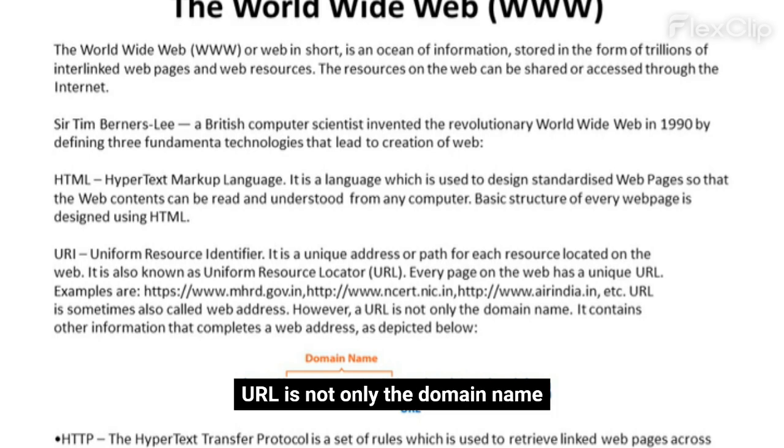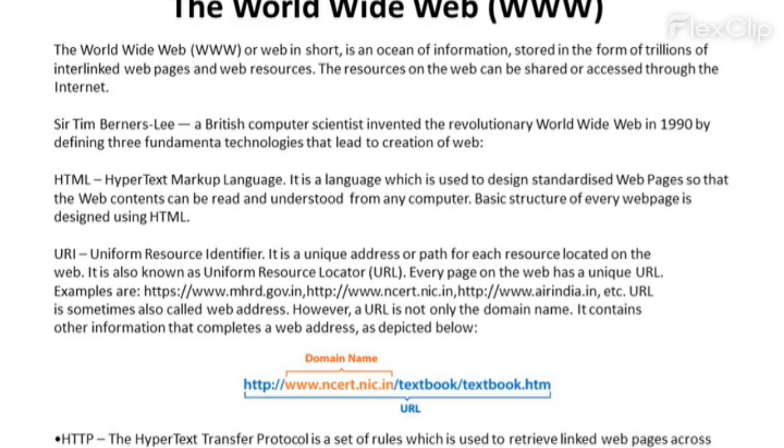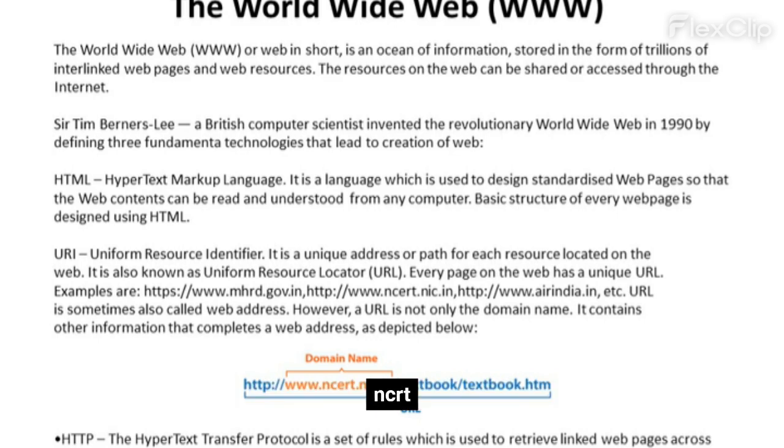A URL is not only the domain name, but it contains other information that completes a web address. If you look at the sample URL we have on the screen, we have the http, www.ncrt.nic.in/textbook/textbook.html. The www.ncrt.nic.in is the domain name. Everything all together is the URL.